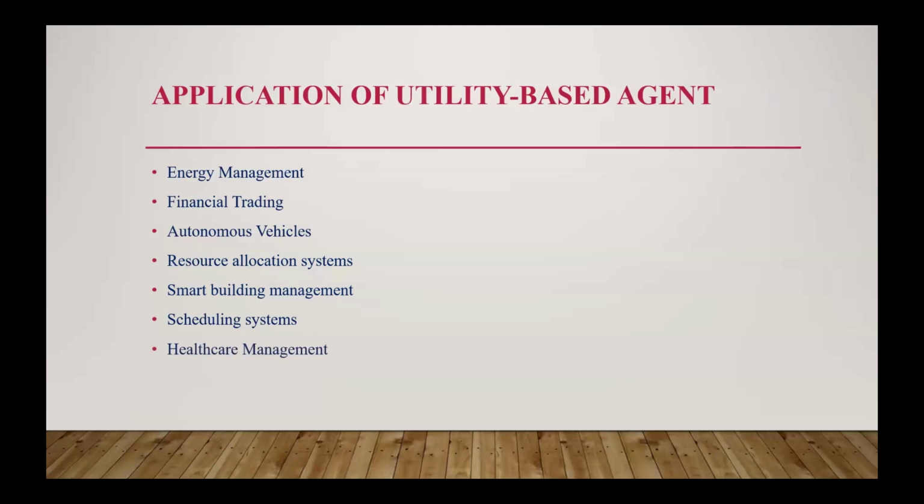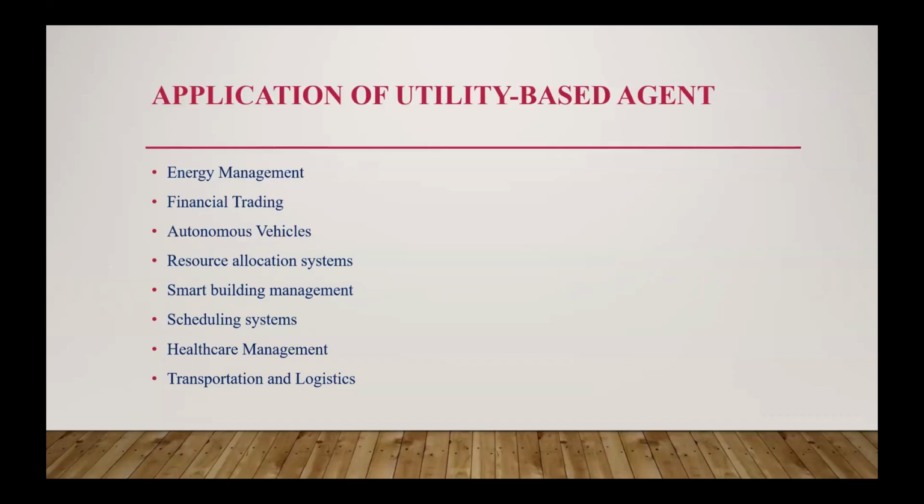Next one is the healthcare system. In healthcare, utility-based AI helps to allocate resources and prioritize patients. The system may consider factors like urgency, treatment efficiency, cost, and hospital capacity. This ensures critical cases receive prompt care while optimizing overall patient outcomes. Next one is transportation and logistics. Here utility-based agents optimize the shipping routes and warehouse operations.